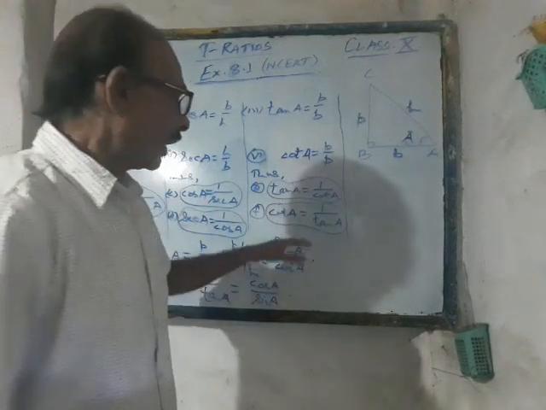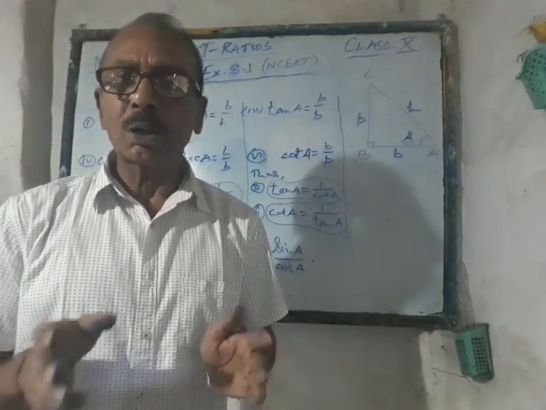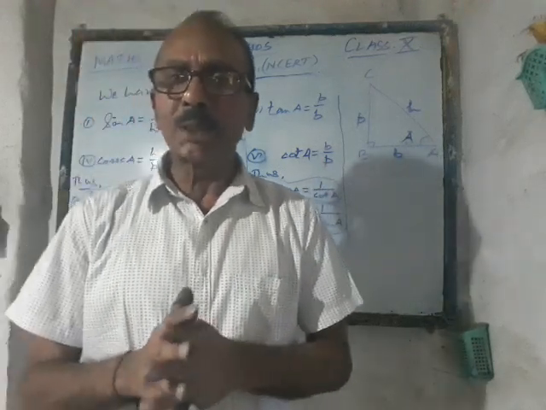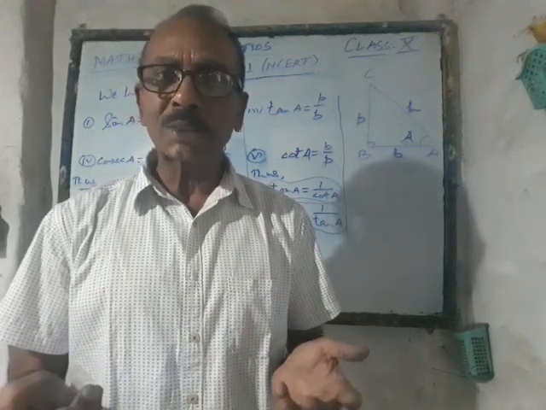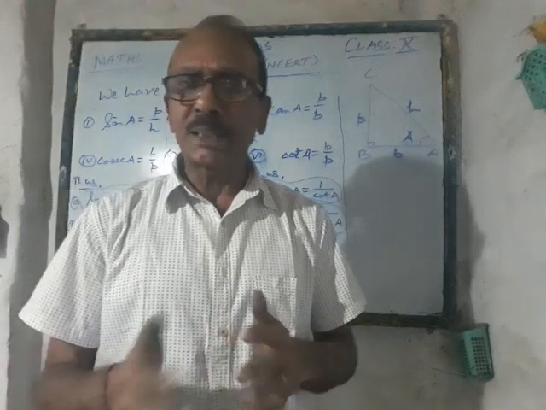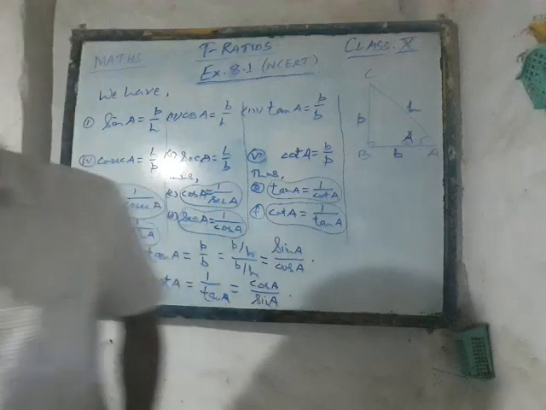After this, we are going to deal with finding the range of all these trigonometric ratios. Range means the maximum and minimum value of trigonometric ratios. What would be the minimum value of sine A, cos A, etc.? What would be the maximum value of tan A, cot A, etc.? So we shall be dealing with this one. Just go on watching.